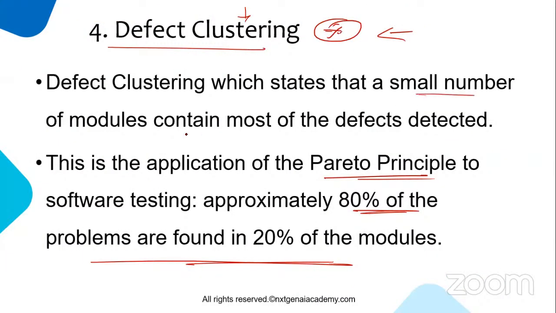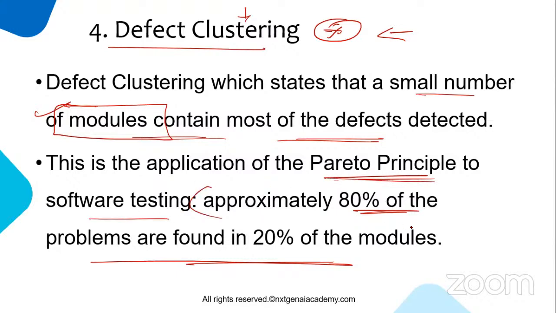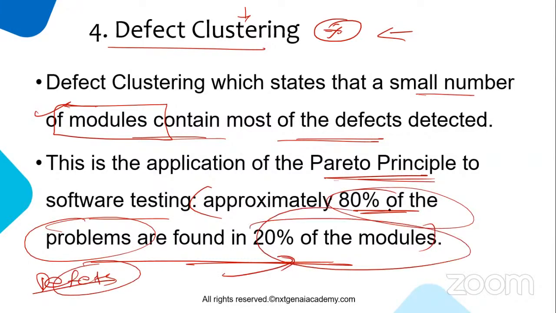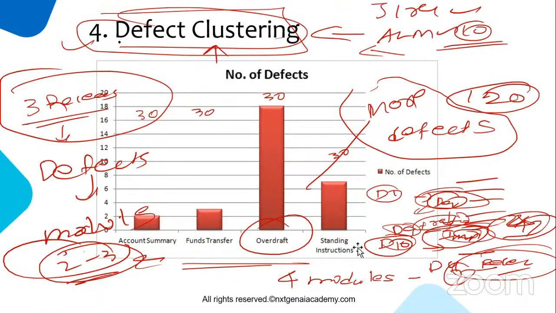We state that a small number of modules contain most of the defects. So we have to find what that module is by seeing the previous regression testing, sanity, whatever it is, and check it. And that is the first test case we have to start with. And this application we call the Pareto principle applied to software testing. So what does that say? 80% of the problems, nothing but defects, are found in 20% of the modules. So this is one example.